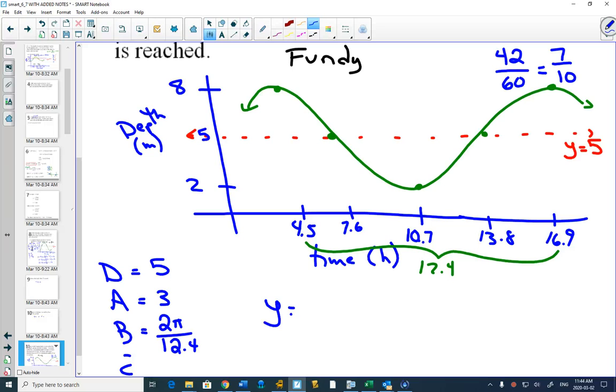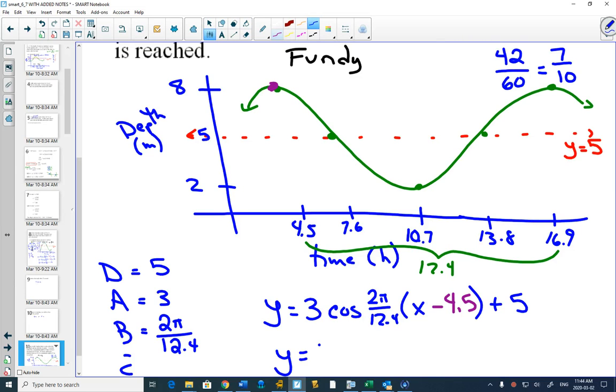So I can write a cos graph: y equals, amplitude is 3, cos 2 pi over 12.4, x, leave space for my shift, and my D value is plus 5. Where does a cos graph start? At a maximum. We have a maximum right here. 4.5 to the right, minus 4.5.